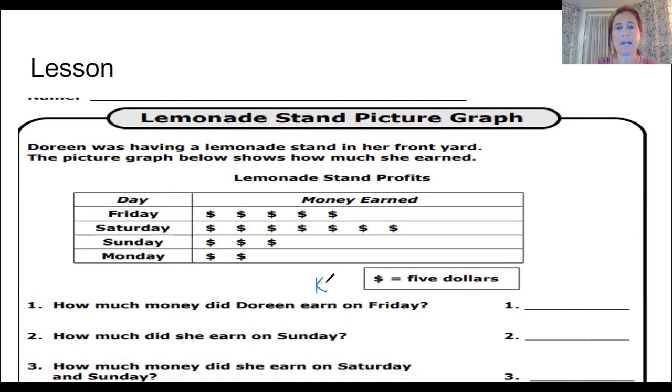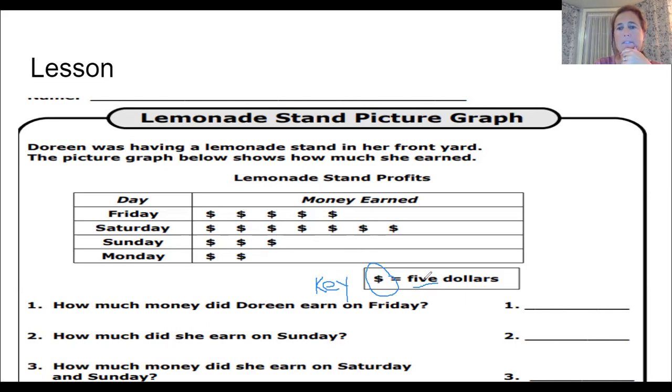The key tells us how much each picture is worth. So here, every time you see a dollar sign, it's worth $5. If you don't read that, you won't know how much each one is worth. Make sure the first thing that you do is look at that key. The second thing you're going to do is make sure you total up all of your rows. It's easier that way, and you can answer the questions without a problem.